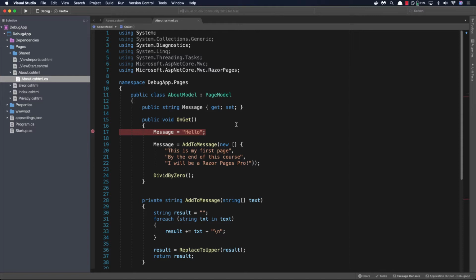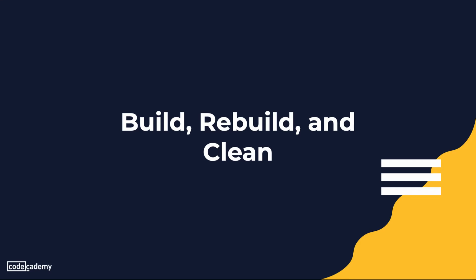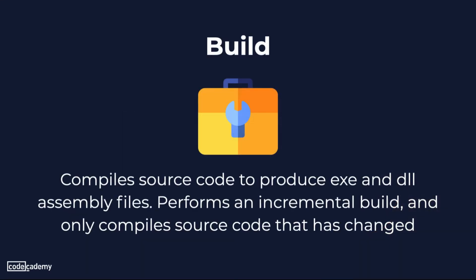This means our app needs to be compiled and built in order to actually run. So let's take a look at what it means to actually build a project and the different ways we can build in Visual Studio. With Visual Studio, we're able to build, rebuild, and clean a project. Now with building, this means that we compile the source code to produce .exe and .dll assembly files, which we'll look into in a minute.